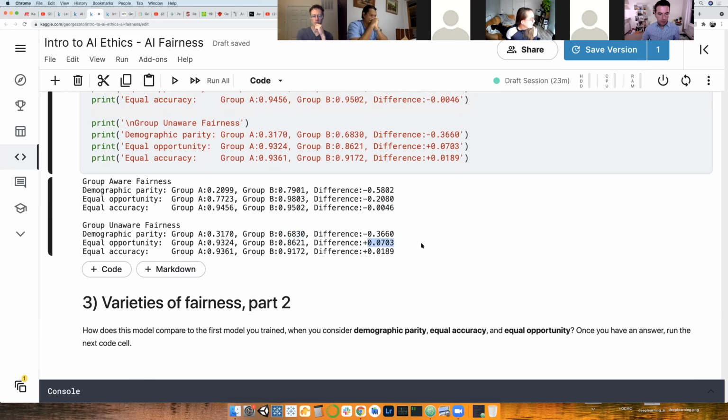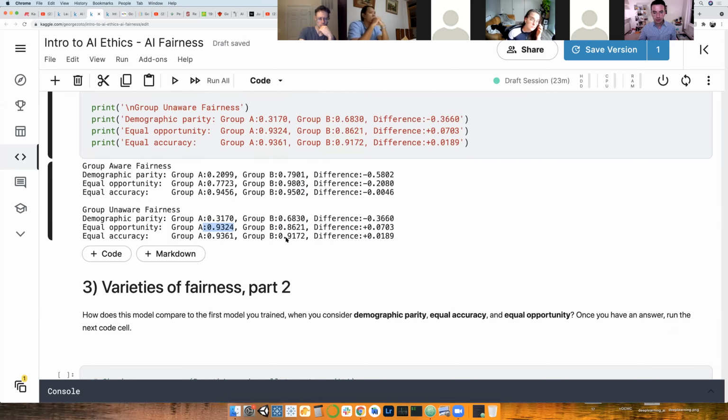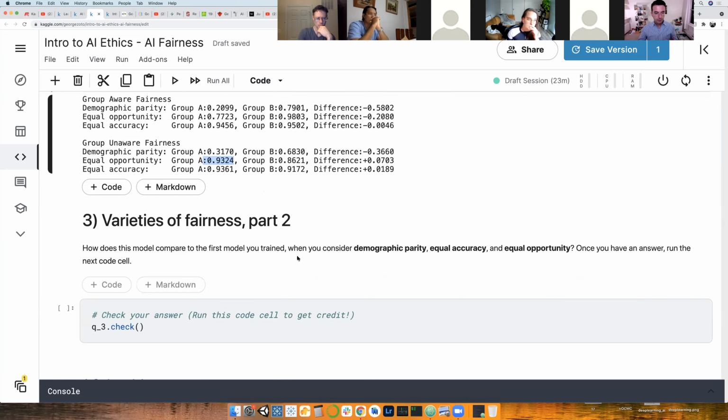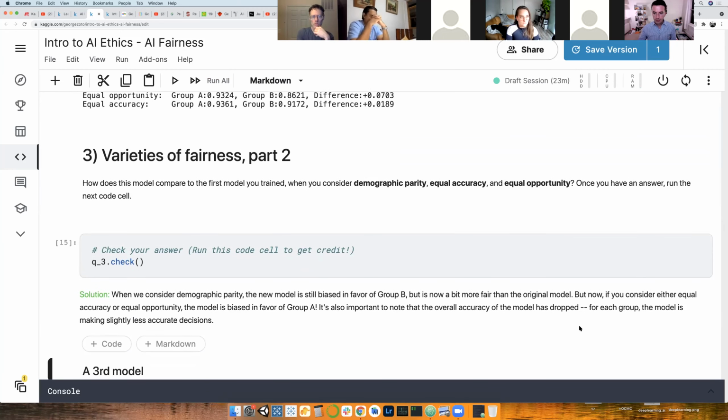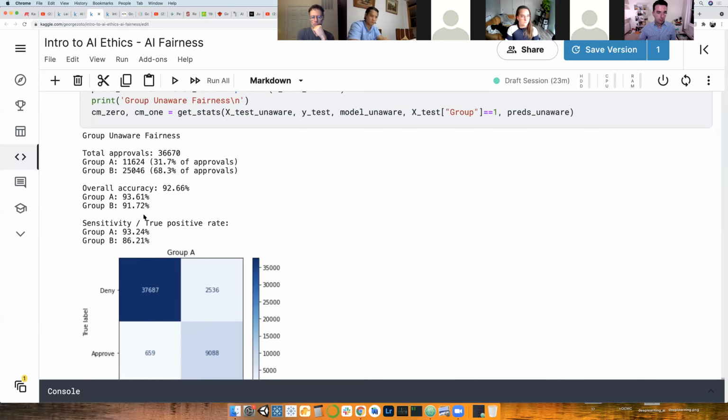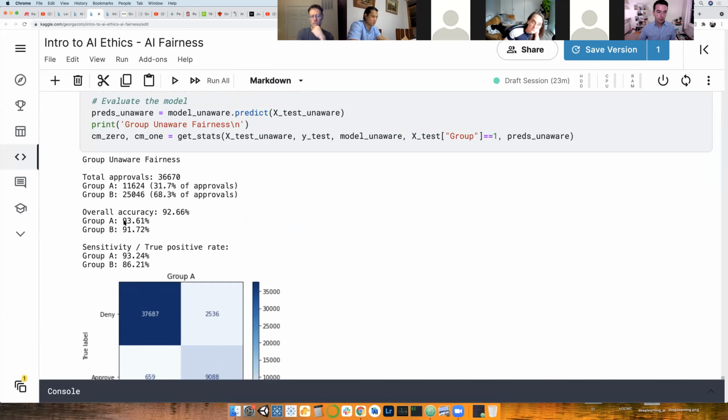Notice here that equal opportunity improved, but also switched direction, which is interesting and I think an unintended consequence. In this case, we were favoring group B. Once we dropped the group, once we became group unaware, we are now favoring group A, which was a very interesting approach. So how does this compare? The new model is still biased in favor of group B, but maybe not as much. It's important to know that the overall accuracy of the model has dropped as well. We're at 92 versus before we were at 94 or 95 for each group.